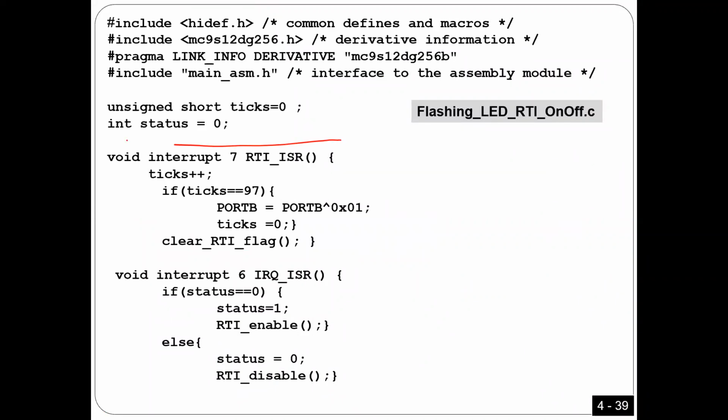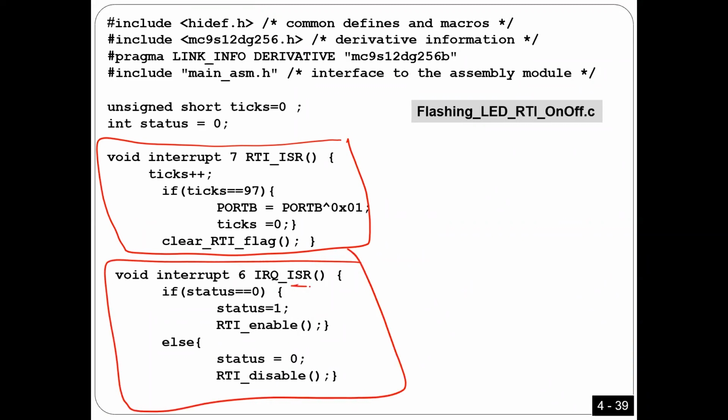So here, this part here, and another one here. This is for IRQ and this is for RTI. This is similar to what I did before in text. Similar, no different. Remember, you have to use number 7 for RTI. You have to use number 6 for IRQ, okay? And now, look here, guys.